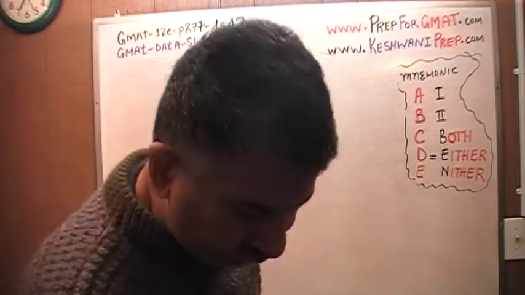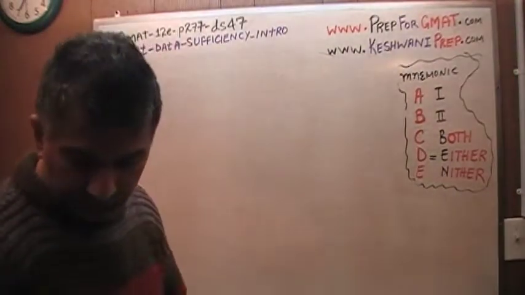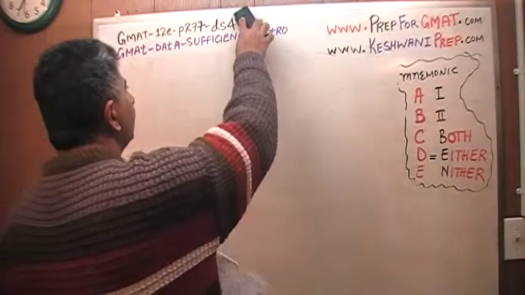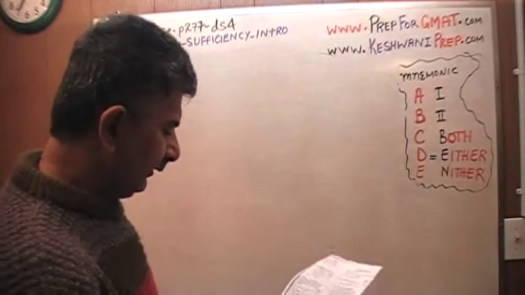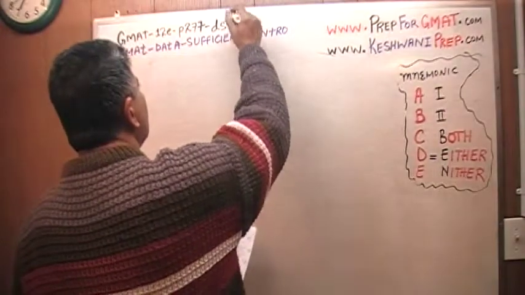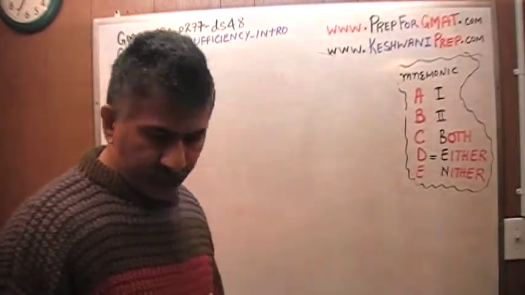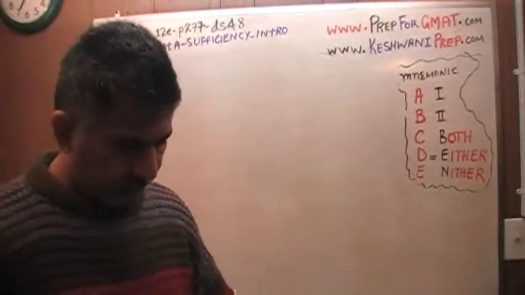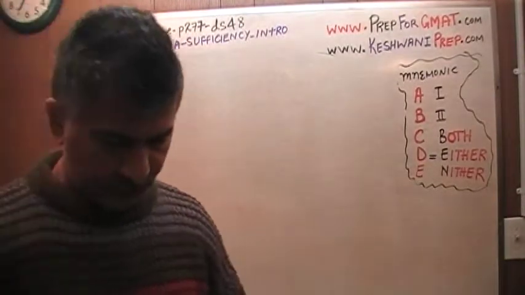The problem that I'm about to solve is the one that you're going to find on page number 277, data sufficiency problem number 48. Number 48, let's take a look at it. There are altogether 178 of these problems, I believe, and we are at 48, which means we are more than a quarter of the way done. We'll just keep at it.